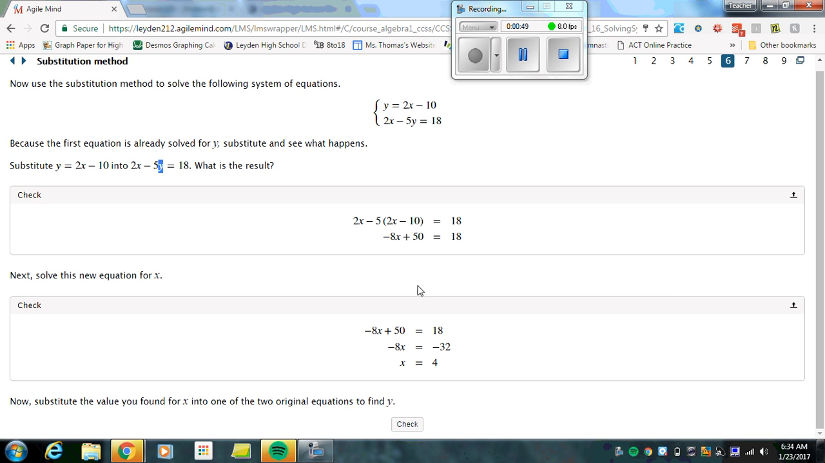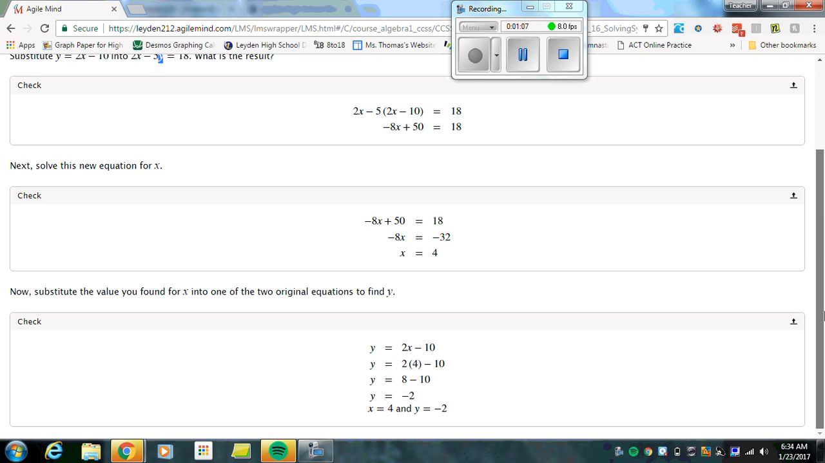So I'm first going to move the 50 to the other side. 18 minus 50 is a negative 32. To get x by itself, I divide both sides by negative 8 to get x equals 4. I now need to solve for y, so I'm going to write down y equals 2x minus 10. I now want to replace x with the number 4, so 2 times 4 minus 10.